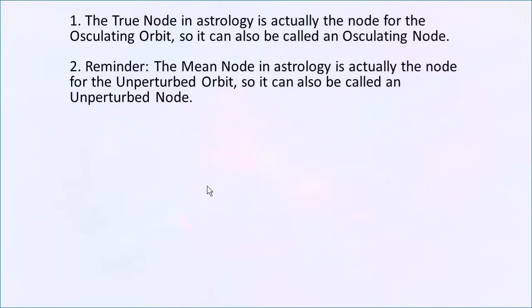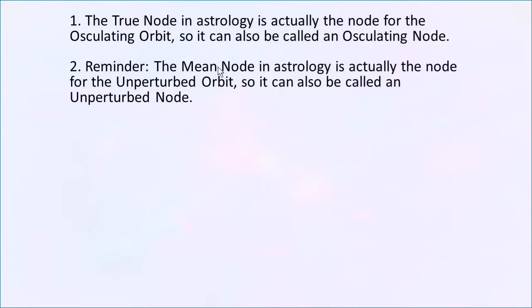So let's pick up in the next video. Let's stop here, because what we've learned now is what the osculating orbit is. And the osculating orbit has in it a planet position, which is the actual position. It has a node, the so-called true node, more properly called the osculating node. So, number one, the true node in astrology is actually the node for the osculating orbit, so it can also be called the osculating node.